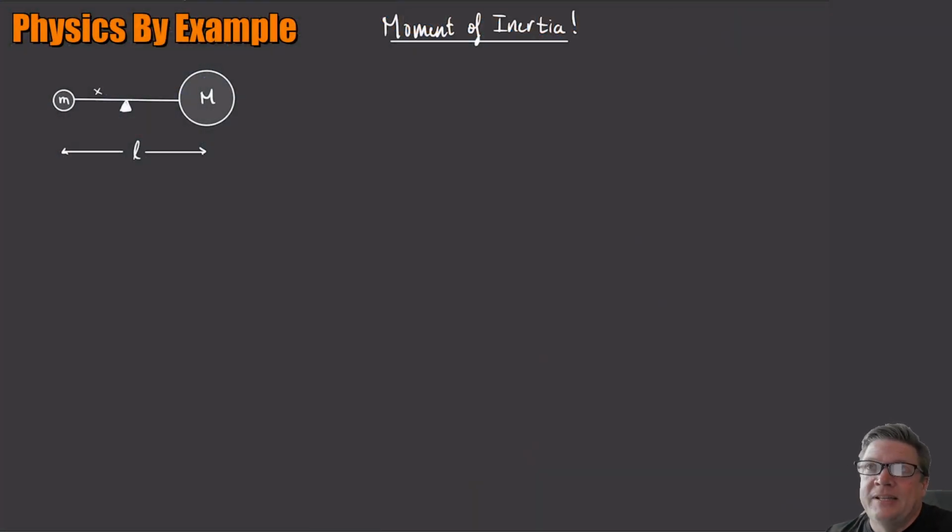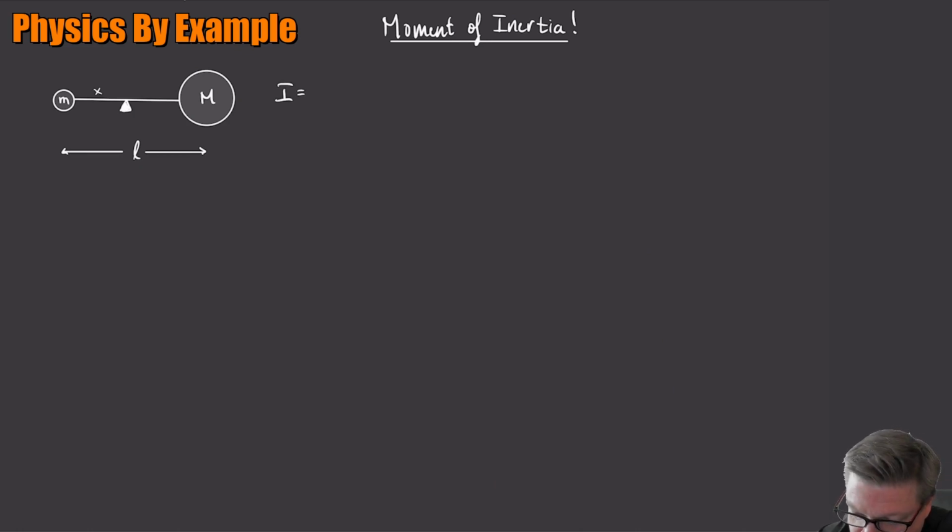So here's a simple object. There's a little m and a big M, and then let's just take the moment of inertia around some point, x, right there in the middle somewhere. Not exactly in the middle, but just some arbitrary point x. Okay, so what is the moment of inertia?